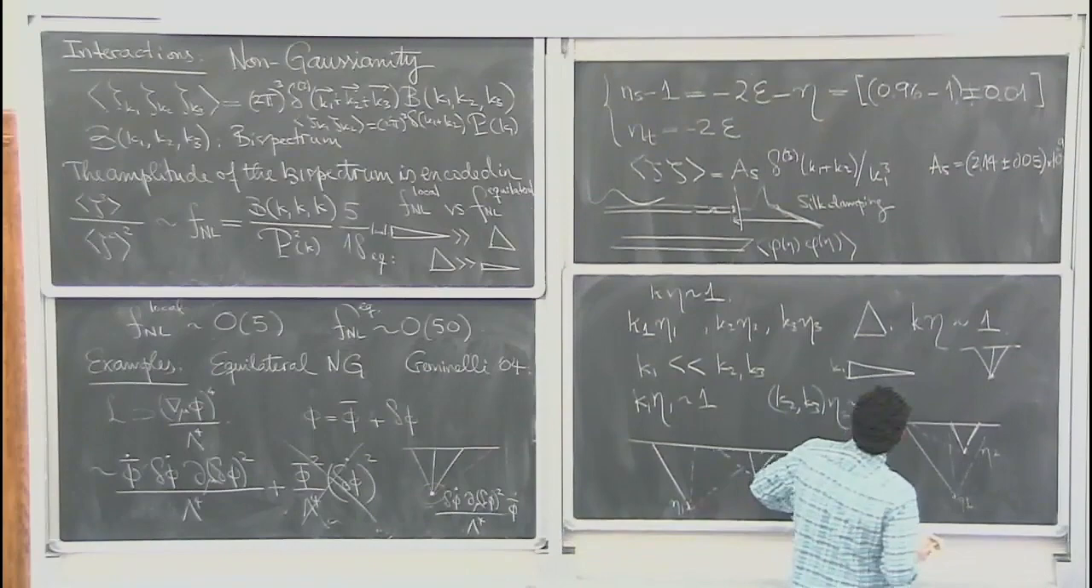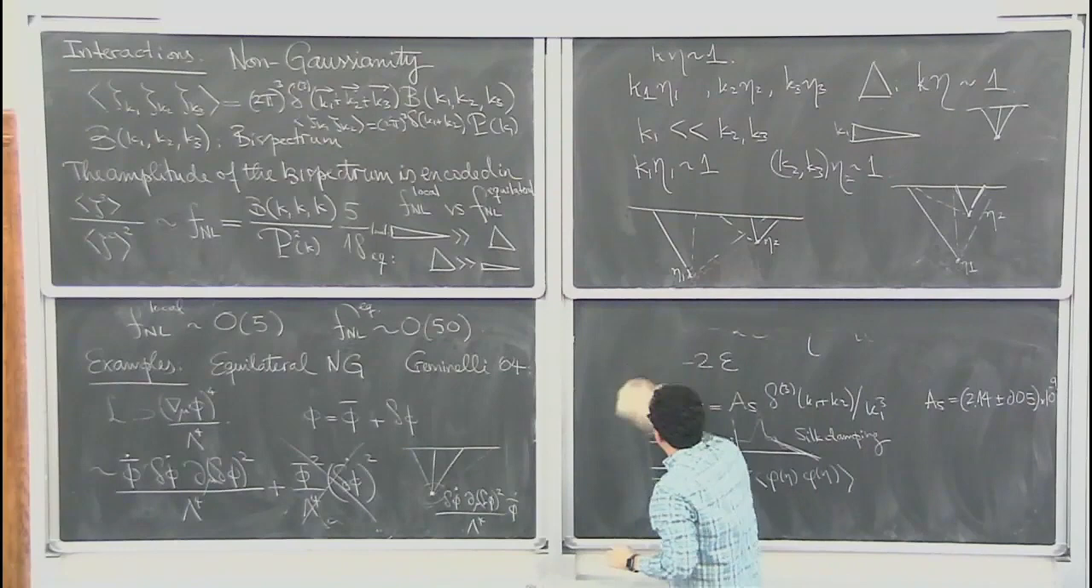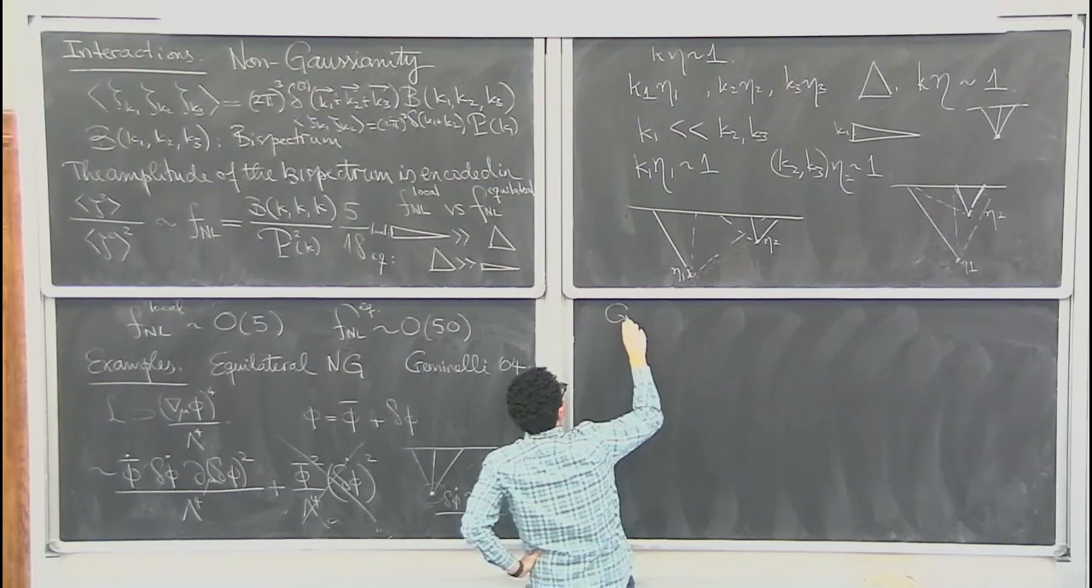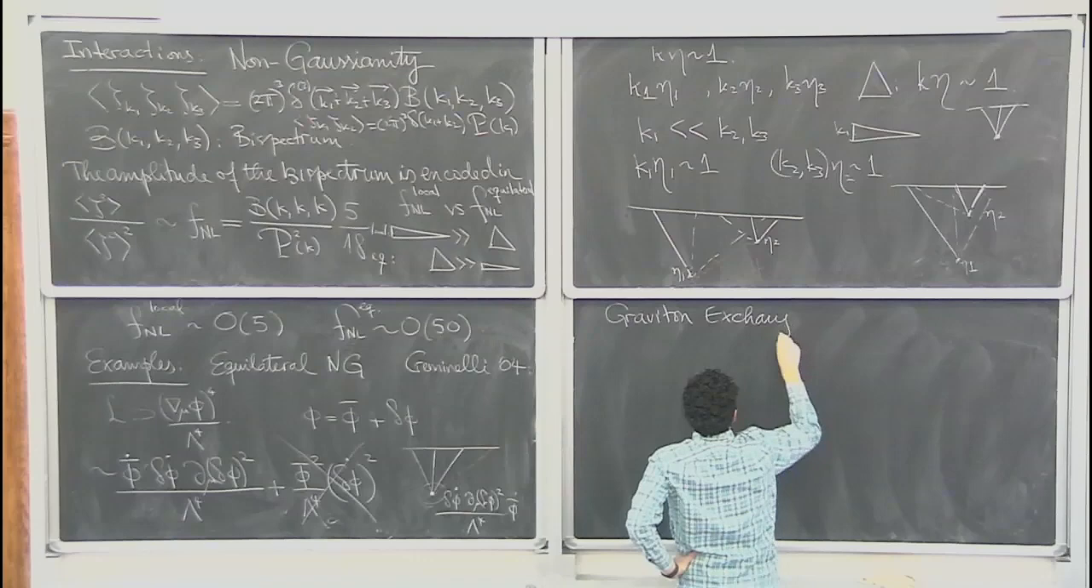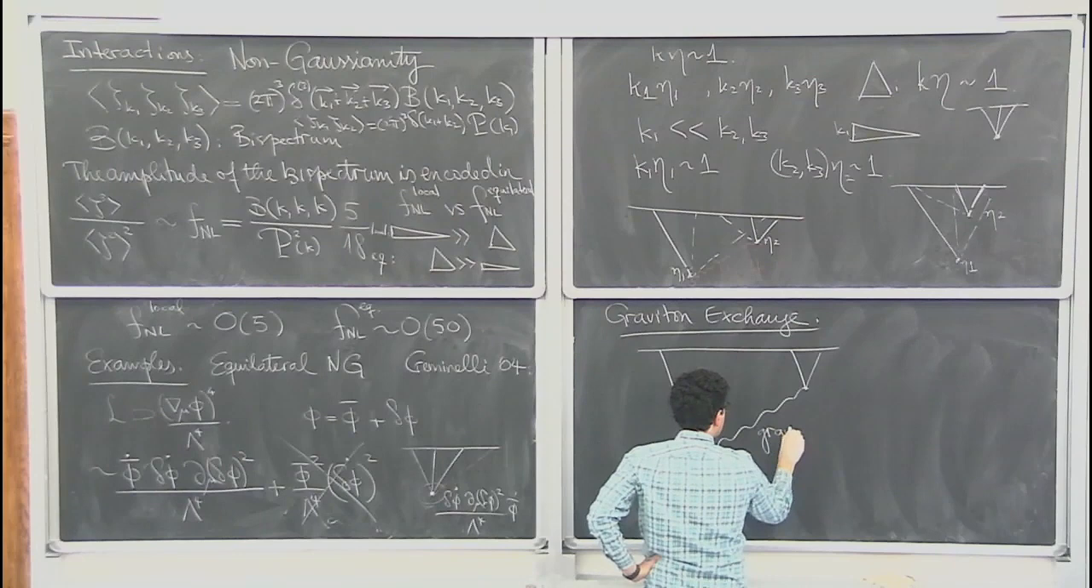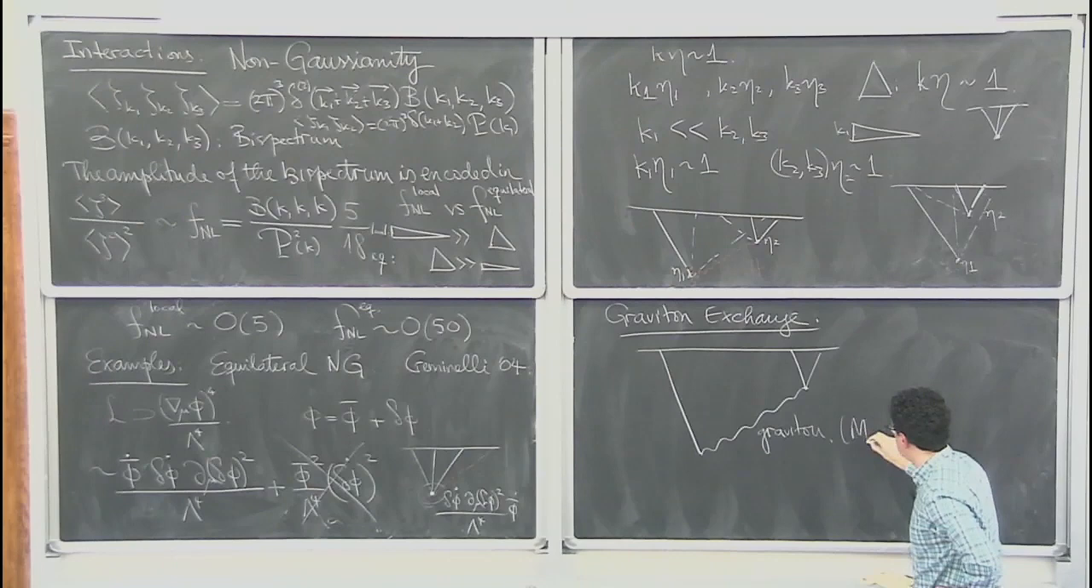And for the example, that was computed by Maldacena, the minimal level of non-Gaussianity, he did precisely this diagram. So for graviton exchange, okay? So graviton. It's this diagram. But when the exchange particle is the graviton. In particular, mass equals zero, spin equals two.